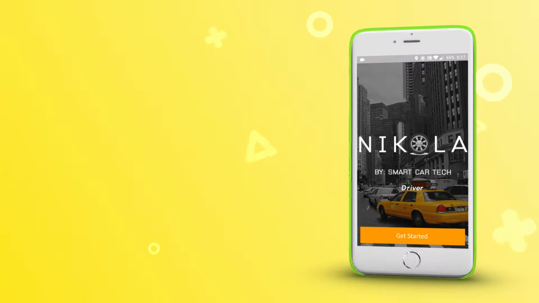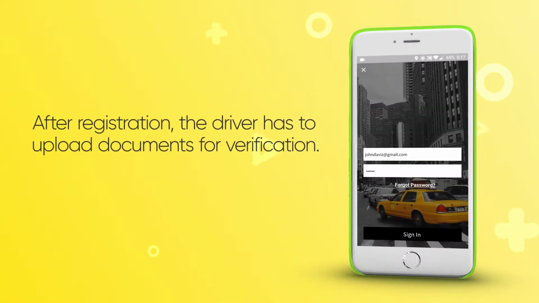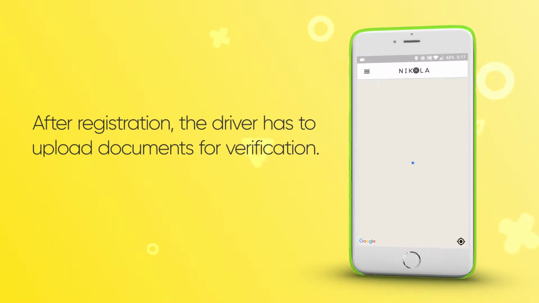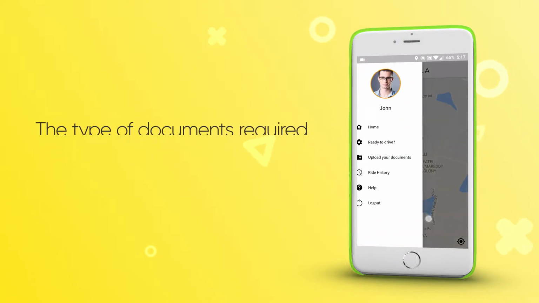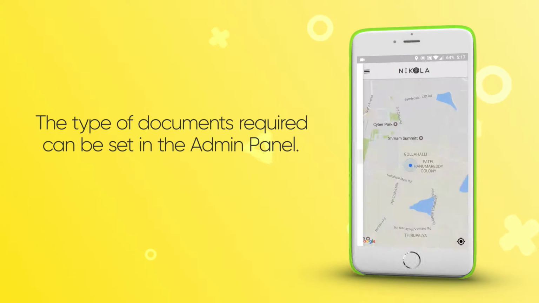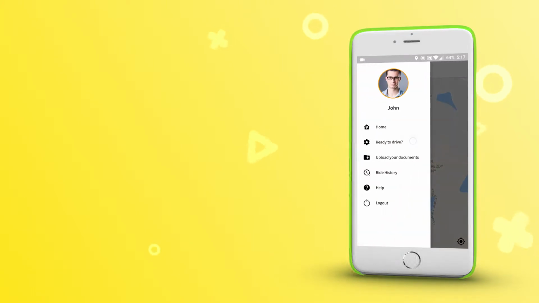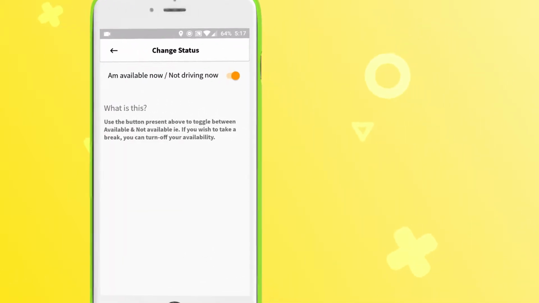Now let's look at the driver app. After registration, the driver has to upload documents for verification, which he can do from the main menu. The type of documents required will be region dependent and can be set in the admin panel, which we will talk about later. Now once the driver is verified, he can start taking rides by clicking the Ready to Drive option. In the next part, we will show how the cab booking process works using Nicola.